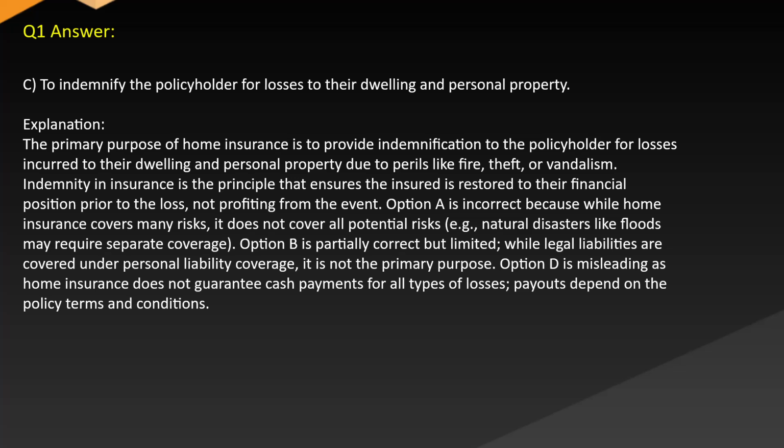Option A is incorrect because while home insurance covers many risks, it does not cover all potential risks. E.g., natural disasters like floods may require separate coverage. Option B is partially correct, but limited. While legal liabilities are covered under personal liability coverage, it is not the primary purpose. Option D is misleading as home insurance does not guarantee cash payments for all types of losses. Payouts depend on the policy terms and conditions.